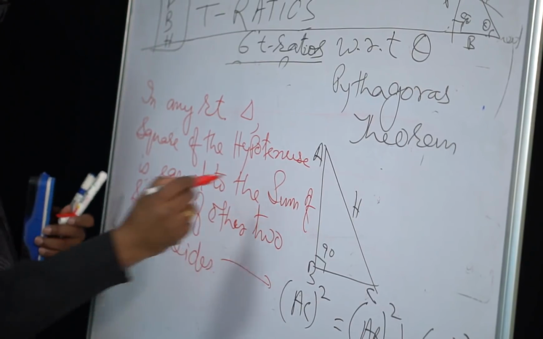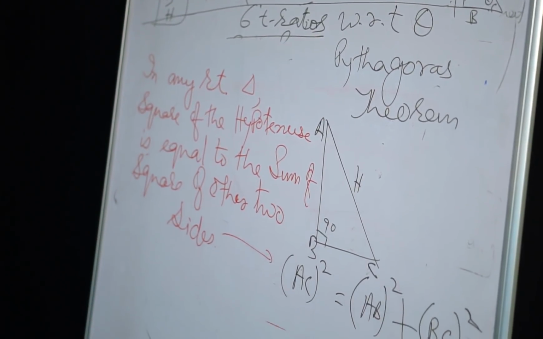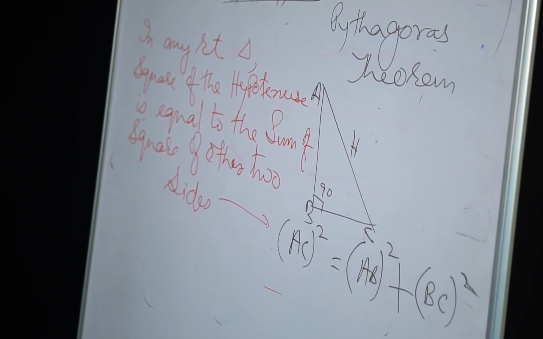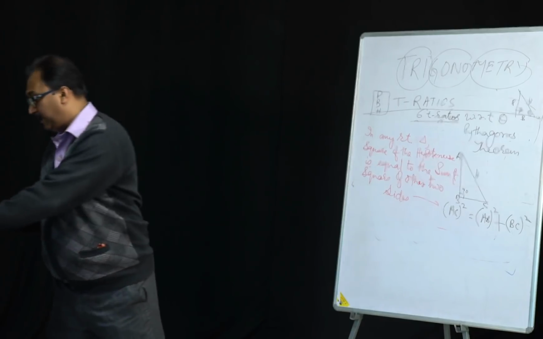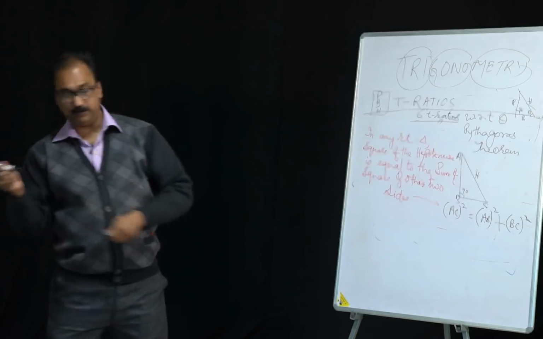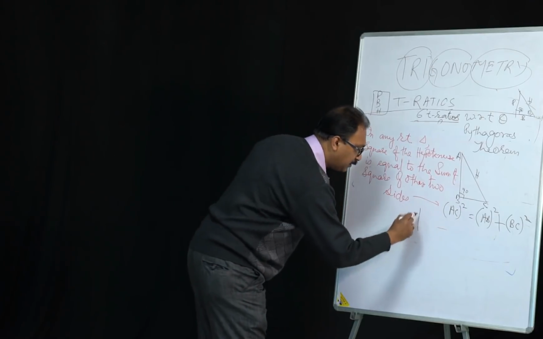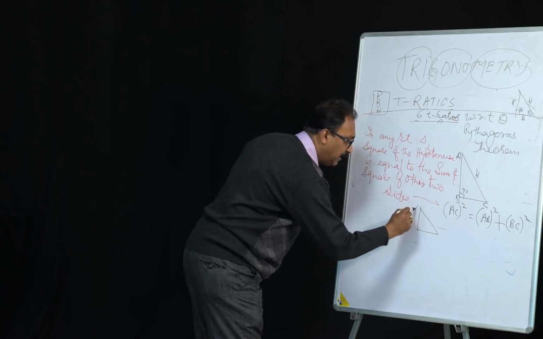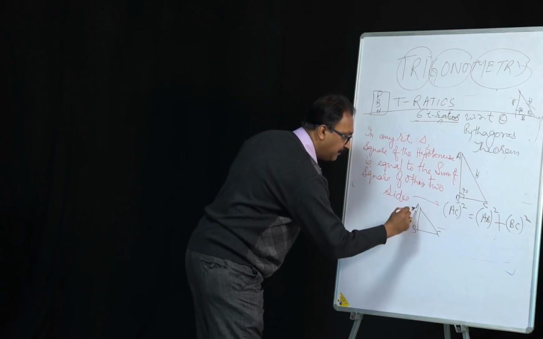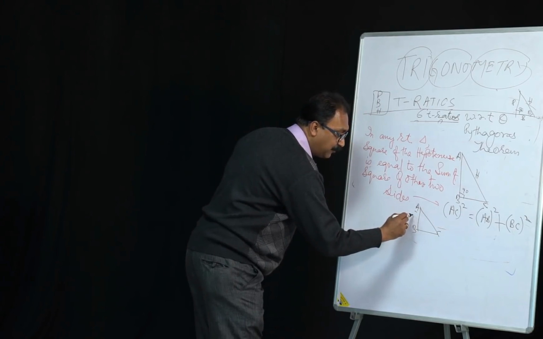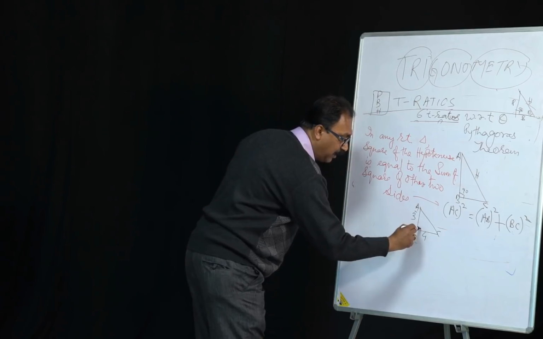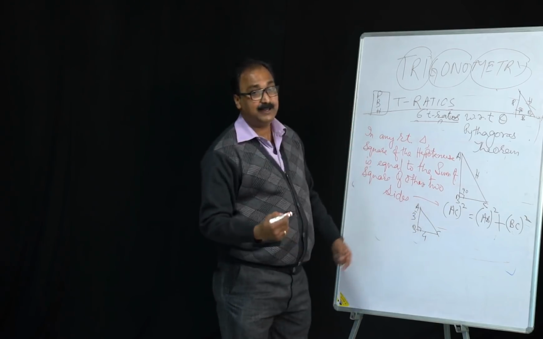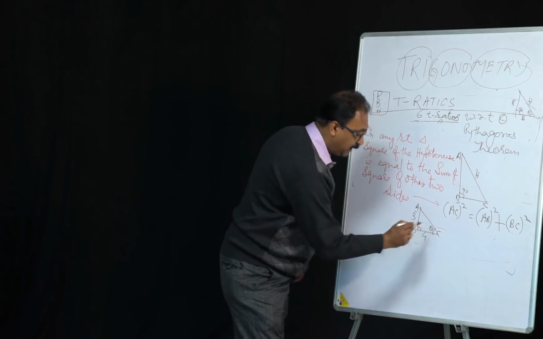So you can refer to this. If you know this theorem nicely, you can easily find the unknown side. For example, I'll give you a short example. Suppose this is a right triangle ABC. Its values are given, suppose 3 and 4. You don't know this value, and you have to find, say this is theta, sine theta.